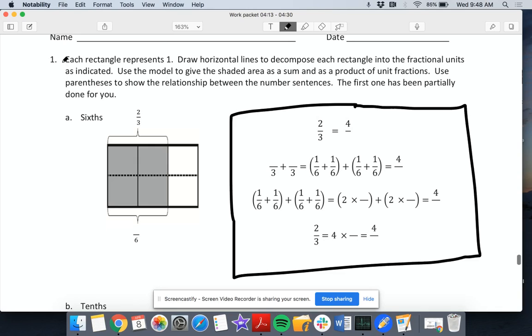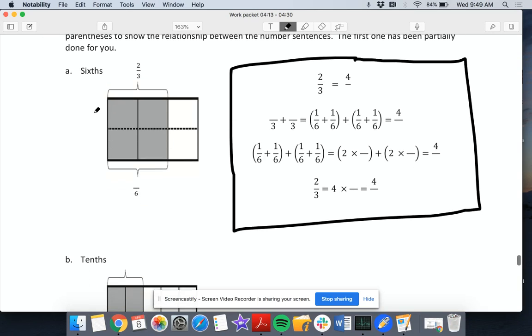So, first things first, we'll start with number 1. Each rectangle represents 1. So this entire figure represents 1. Draw horizontal lines to decompose each rectangle into the fraction unit as indicated. Use the model to give the shaded area as a sum and as a product of unit fractions. So that's what they're doing over here. Use parentheses to show the relationship between the number sentences, and the first one has partially been done for you.